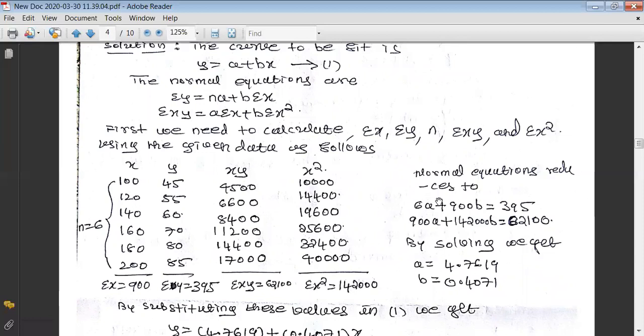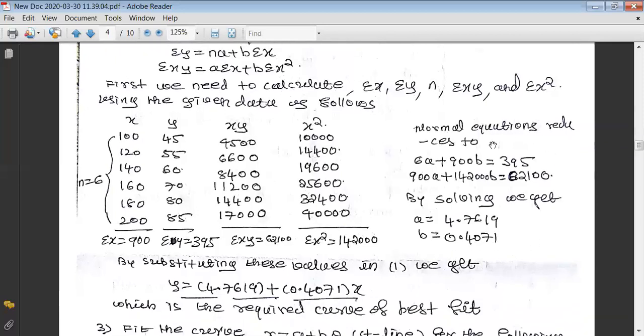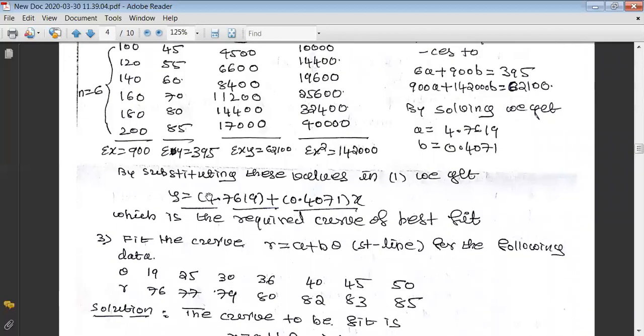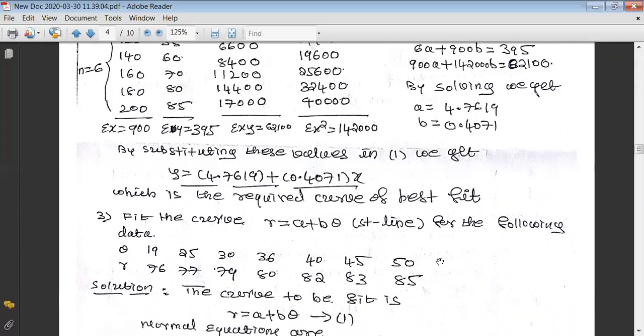Using the calculator, if you solve these, you are going to get the values of a and b as a equals 4.7619 and b equals 0.4071. By substituting these values of a and b in equation 1, we get the required curve of best fit as y equal to 4.7619 plus 0.4071 into x. That will be the required curve of best fit.